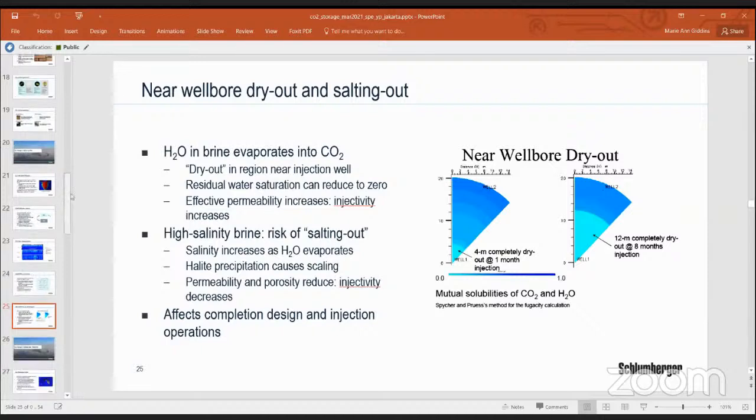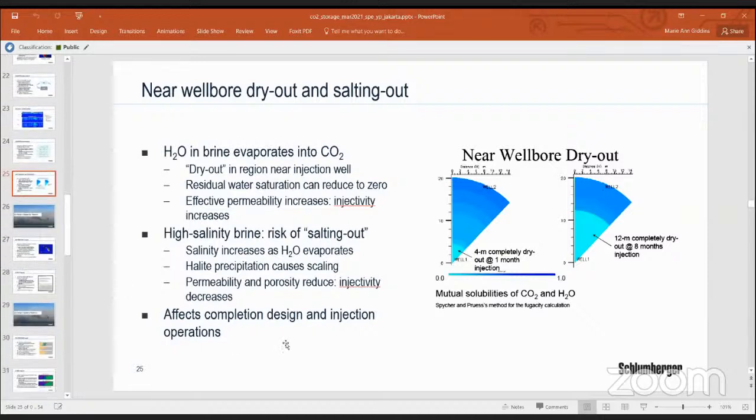I just mentioned salting out. This is an interesting phenomenon that can occur in very saline water. So if you inject CO2 into water at a high rate, the water in the brine can evaporate into the gas, and it results in a dry out effect near the injection well. You can even get to the stage where the residual water saturation is reduced to 0 because all of the water is taken away by the injected gas.